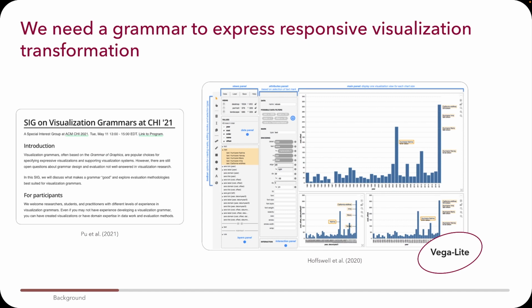Many prior works on declarative grammars for visualization, such as Vega-Lite and ggplot2, have shown that a declarative grammar can help build lots of visualization authoring systems, or tools, as we discussed in the last CHI session. For example, Hoffswell's prototype responsive visualization authoring system is backed by Vega-Lite.